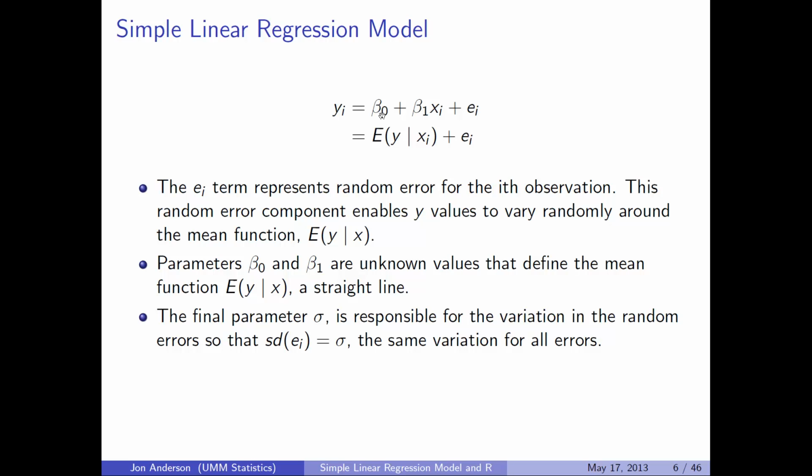So as I've mentioned, the beta naught parameter controls the y-intercept. The beta 1 parameter controls the slope of the relationship between y and x, and the random error parts are controlled by this epsilon i. And as I say in the third bullet, the variation in those random errors is controlled by a parameter sigma. And sigma controls how much variation there is in data values around the straight line mean function.